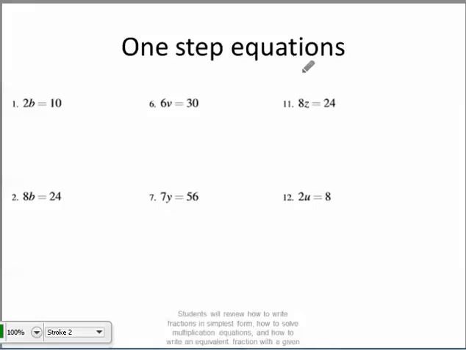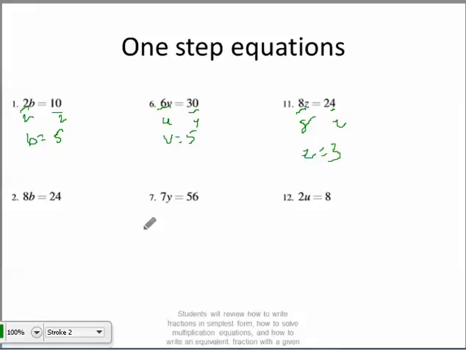Okay, simple one-step equations. If I've got 2b is equal to 10, divide by 2 on both sides of the equation to get that b is equal to 5. 6b is equal to 30. I divide by 6 on both sides and I get b is equal to 5. 8z equals 24. Divide by 8 on both sides of the equation and get z is equal to 3.